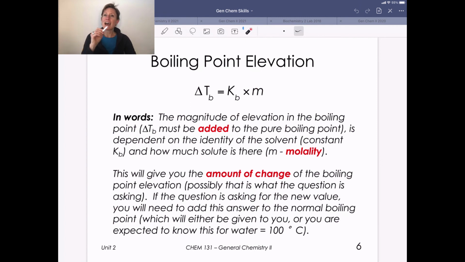Is it asking how much the boiling point will be elevated, or is it asking what the new boiling point will be? They're two different questions. We have to make sure that we answer it correctly. But this, again, is scaled by and proportional to how much of the solute we have. So this is the molality of the solvent, and then a constant.